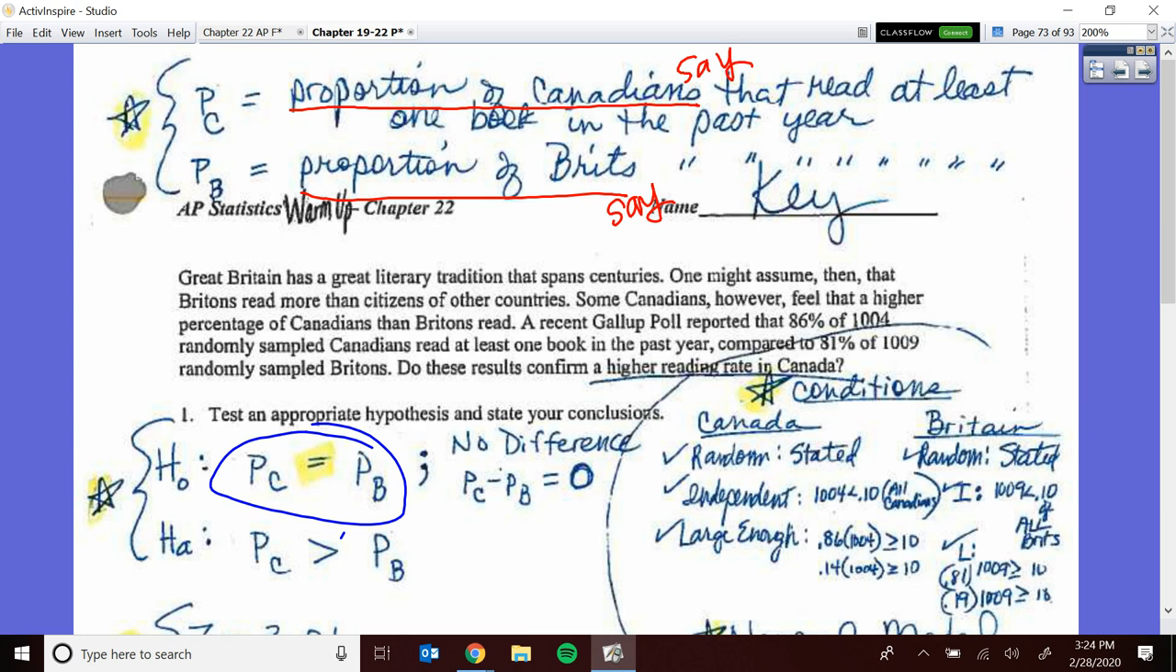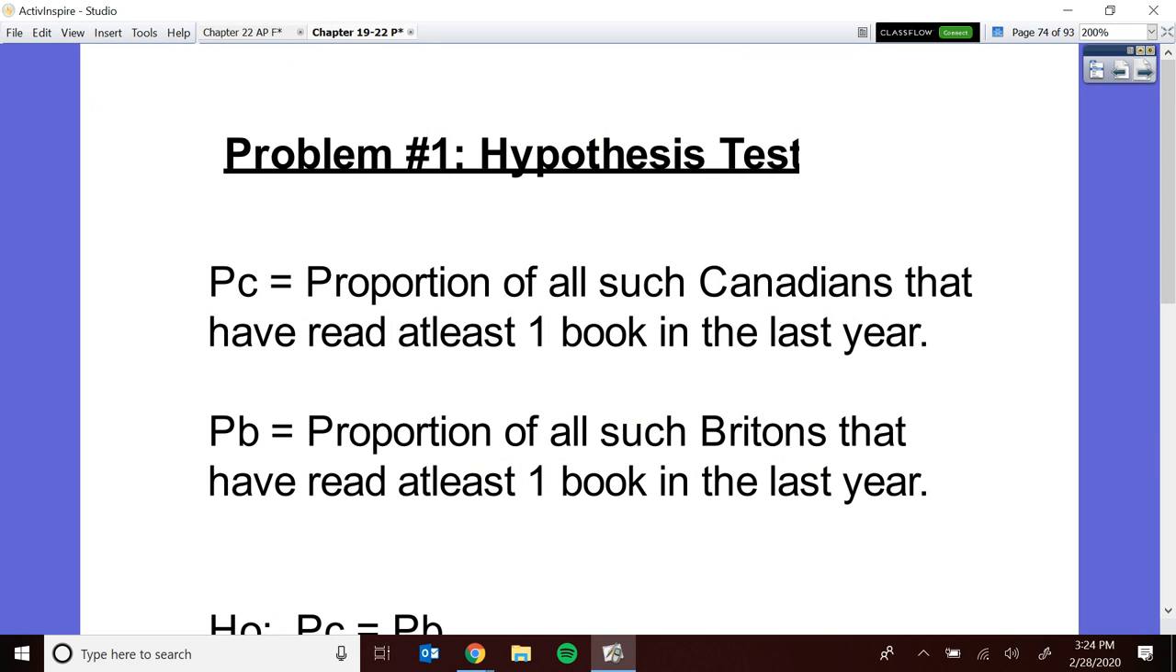All right. I want to actually show you this in this format, so I'm going to have this typed out here. I did my problem where I called the first proportion the Canadians and the second proportion the Brits. If you did yours different than that, never fear.